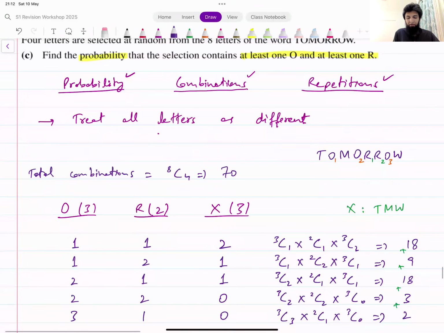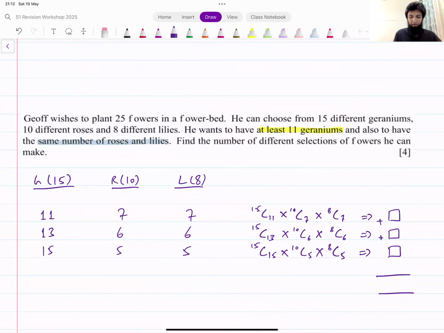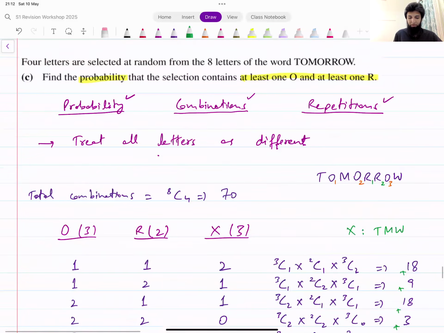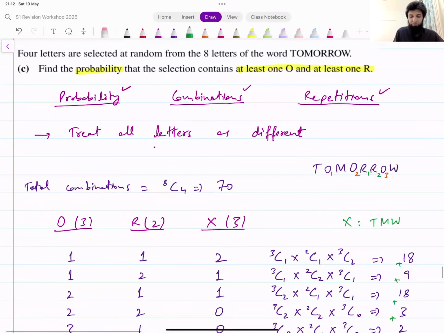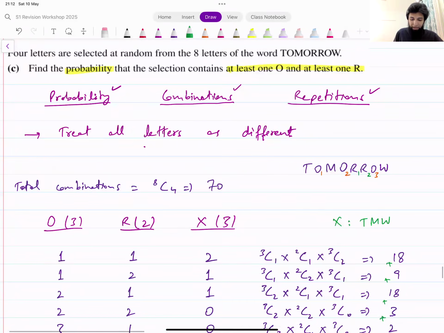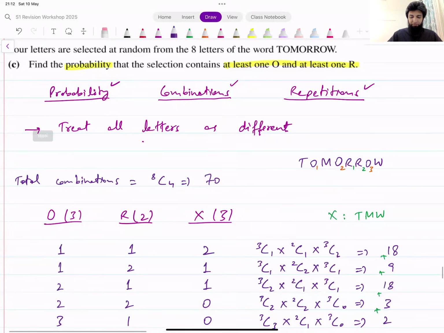Then you handle it like you handled this flower case earlier, right? So you do it like this: if all of those letters are different, then we could just use combination notation directly. 8C4, out of 8 letters we have to select 4, that's 70. That's the total number of possible selections that we could get in this case. Then how many of them satisfy the condition?